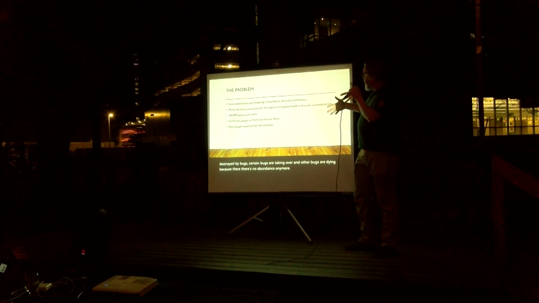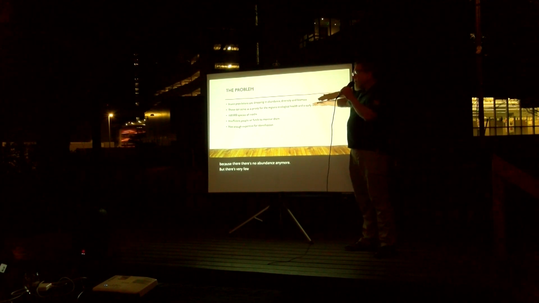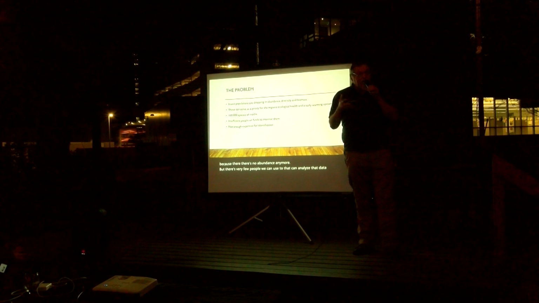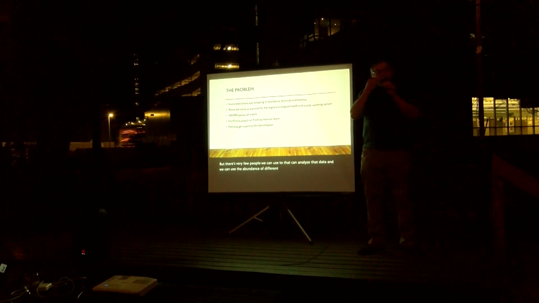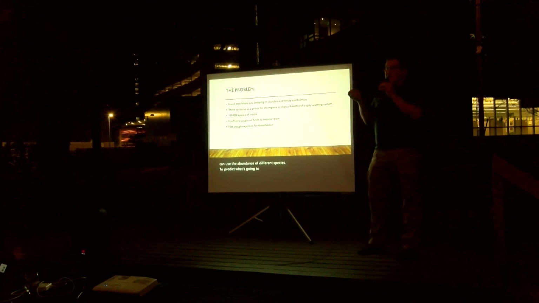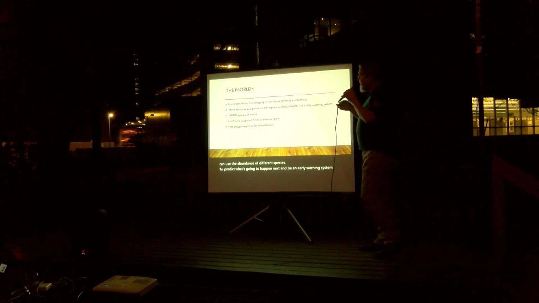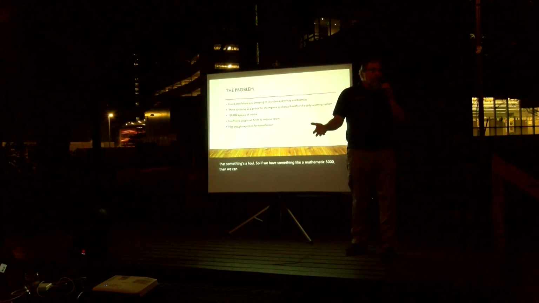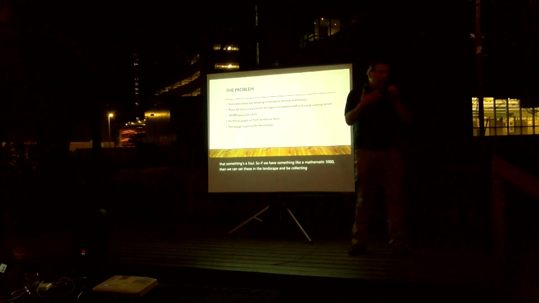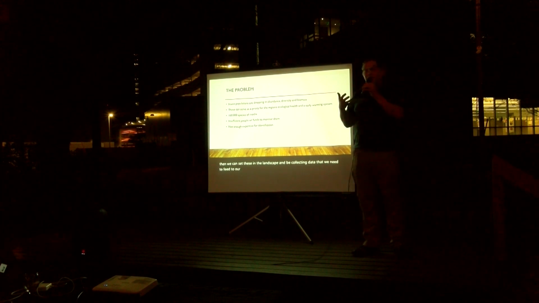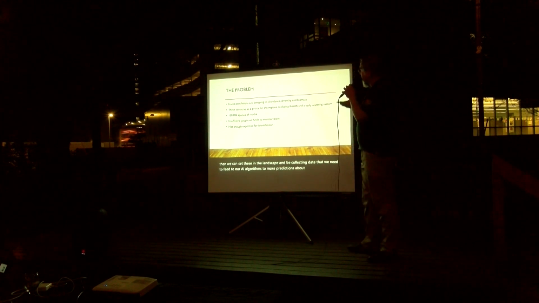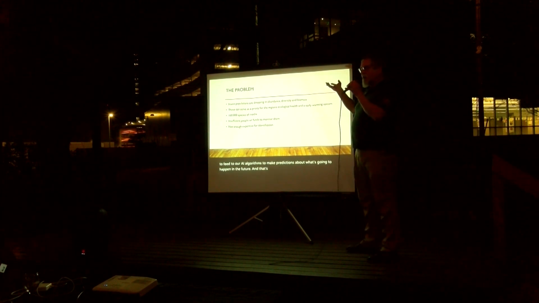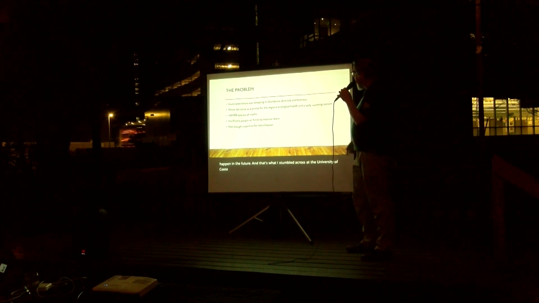But there are very few people who can analyze that data, and we can use the abundance of different species to predict what's going to happen next and be an early warning system that something's afoul. So if we have something like a Mothematic 5000, we could set these in the landscape and collect data that we need to feed to our AI algorithms to make predictions about what's going to happen in the future. And that's what I stumbled across at the University of Costa Rica a few weeks ago.